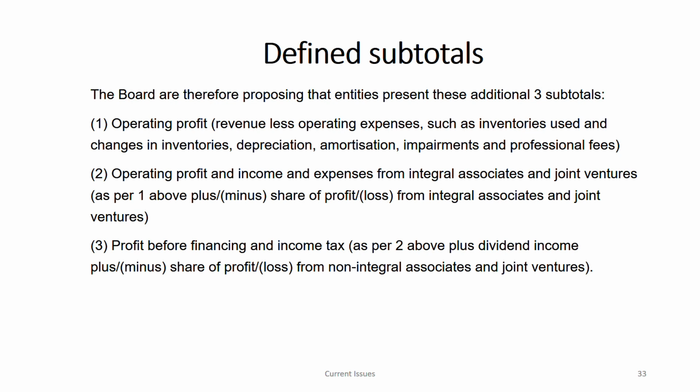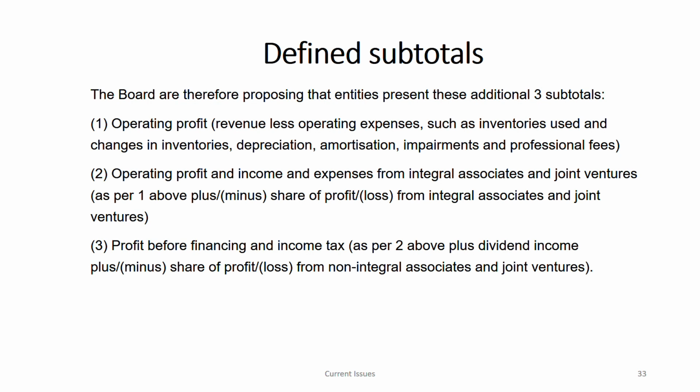Okay, that should be a third subtotal. That means the name of the subtotal should be profit before interest or income tax, or profit before financing and income tax. So that means from the second one, as per two, meaning operating profit and income and expense from integral associates and joint venture, plus, if there is any dividend income, you add, and also you add if there's a profit, and you minus if there's a loss from non-integral.